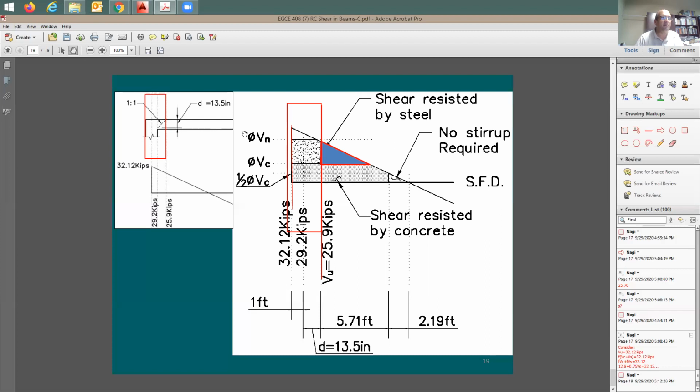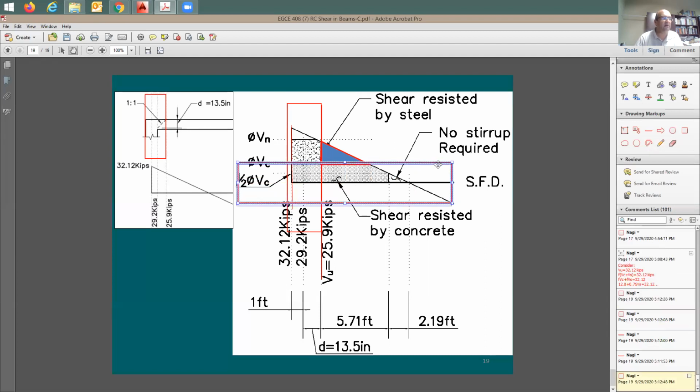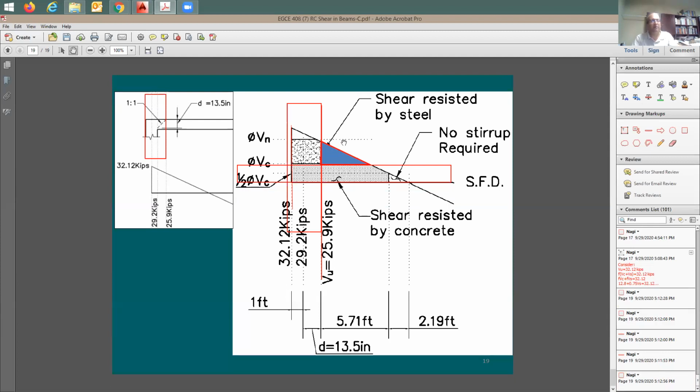And now this is going to be supported by the beam. The concrete itself is supporting this. Look at this, phi Vc. So what's supporting this shear from here to there? What's supporting this shear here is going to be the beam, the concrete, right? And what's supported by steel is going to be this dark blue shaded diagram. If I draw here a horizontal line for phi Vc, you're going to see this shaded section is going to be resisted by concrete.